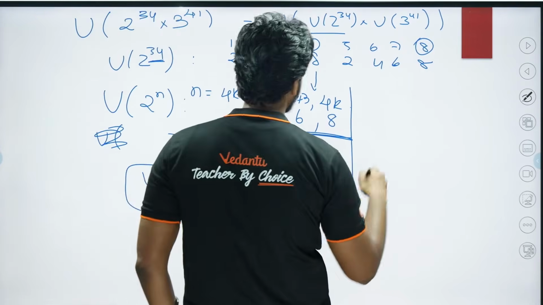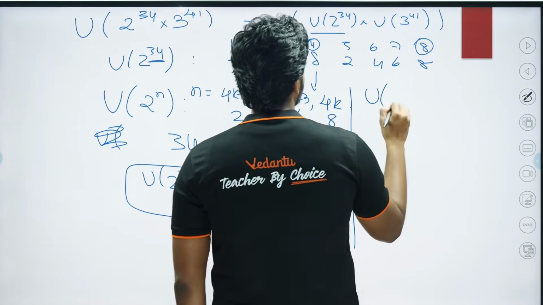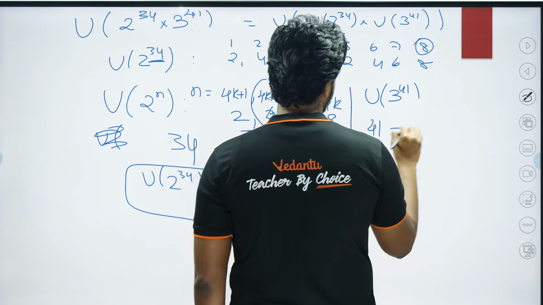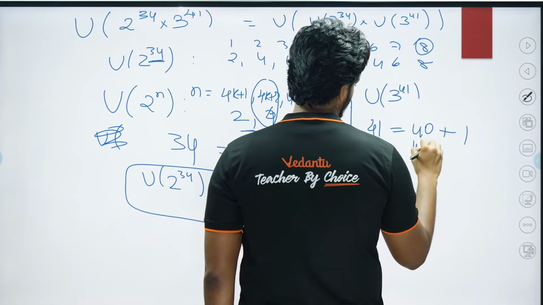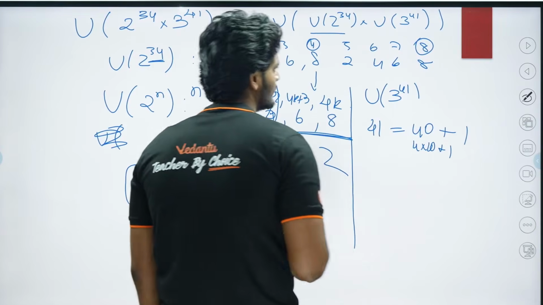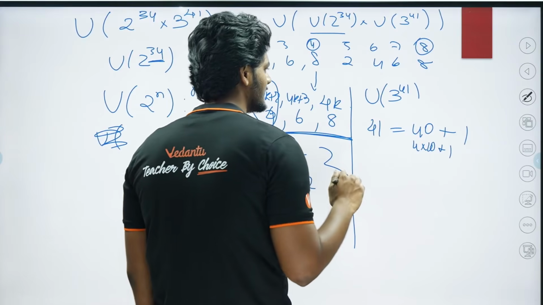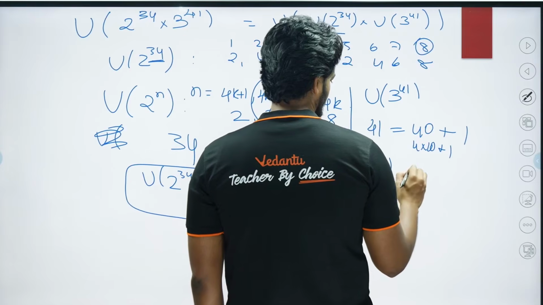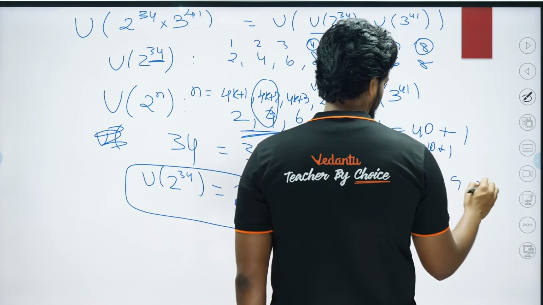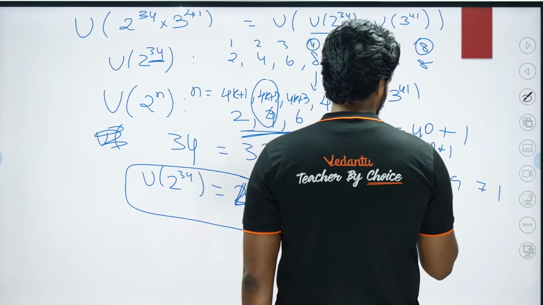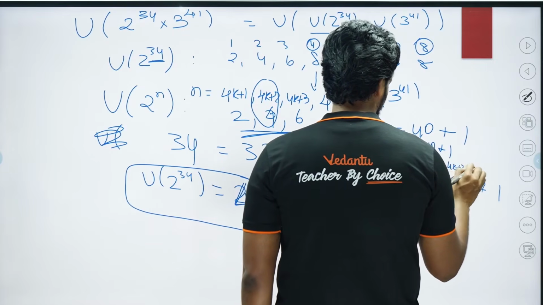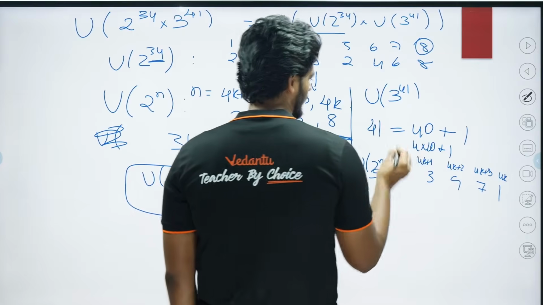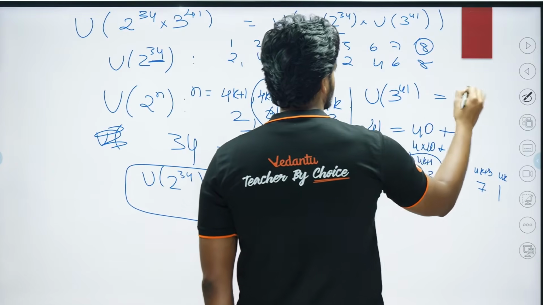Similarly, almost exactly, you can find the unit digit of 3 power 41. Now, 41 is clearly 40 plus 1, 4 into 10 plus 1. Now, go back to the pattern of 3. So 3 power n repeats like 3, 9, 7, 1. This is for 4k plus 1, 4k plus 2, 4k plus 3, and 4k. So 41 is of this form, so this will be 3 itself.